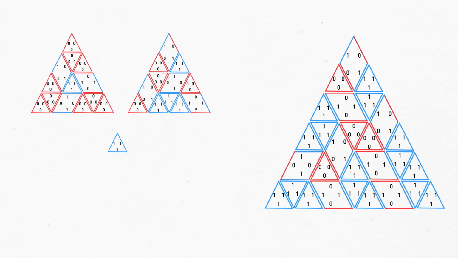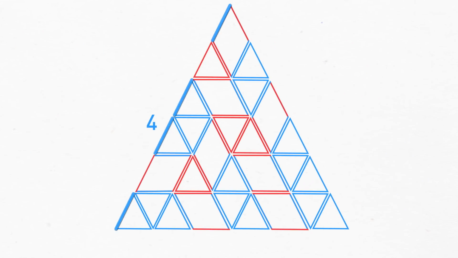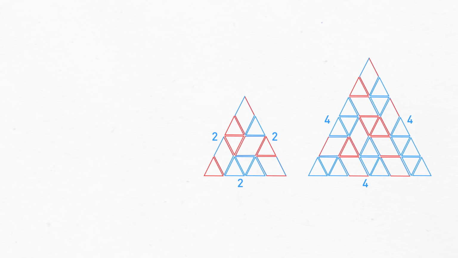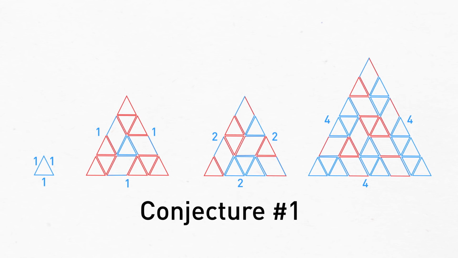Let's count the blue edges along the side of a puzzle. For example, on the left side of this big puzzle, there are 4 blue edges. The right side also has 4 blue edges, and so does the bottom side. Each side of this puzzle has 2 blue edges. The littlest puzzle clearly has 1 blue edge on each side, and same for this one. That seems to be a pattern. All 3 sides of a puzzle have the same number of blue edges. We'll label that conjecture number 1.